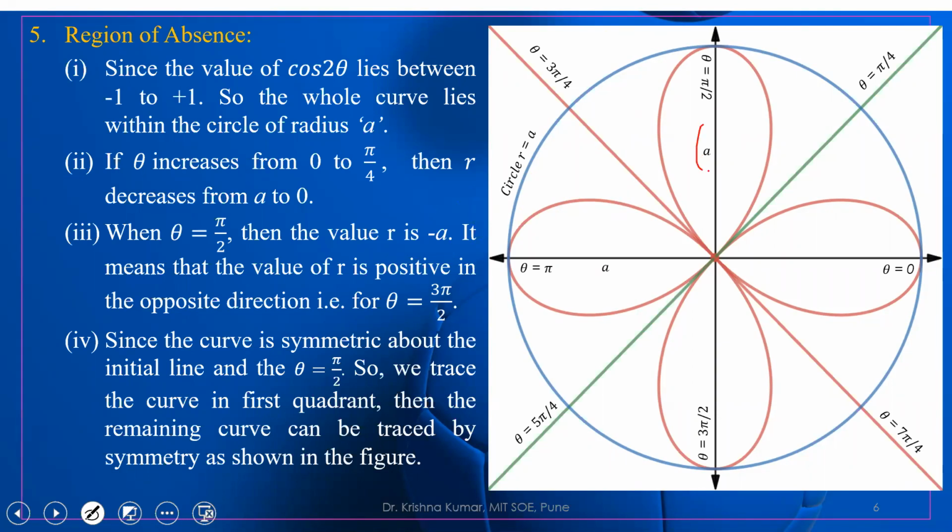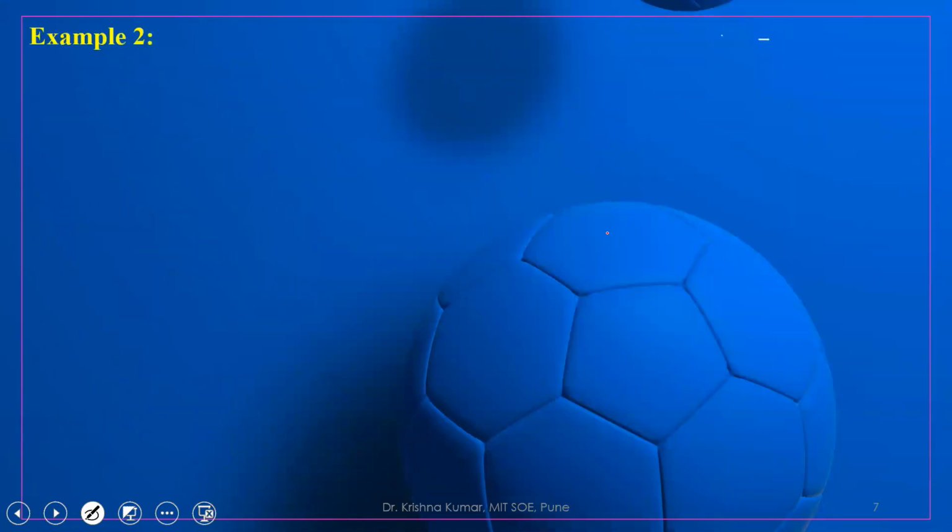Okay, this is A. This is A. This all value will be A. Okay, let us go to another example. We have to trace the curve r equal to a sine 3 theta.